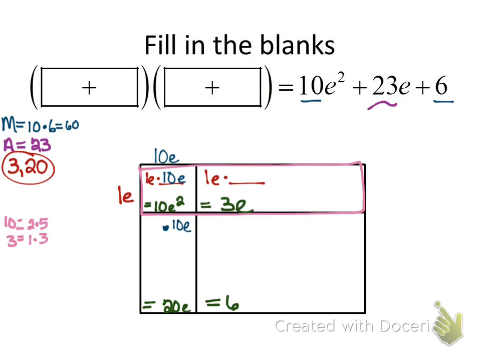1 times what equals 3? 3. I have 1e up here and I have 1e down here. Do I need any more? No. So the width of this rectangle is 3, meaning the rectangle directly below it, its width is what? 3. So now I need to determine, what am I missing?